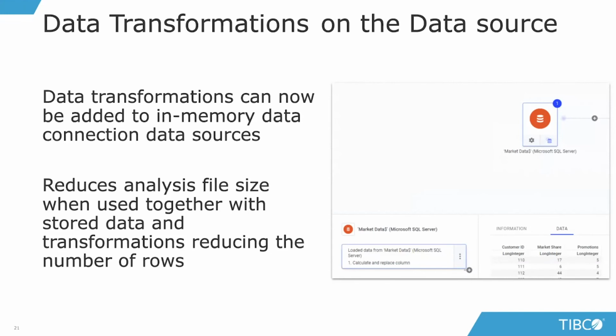A common use case for having transformations as part of the data source is to reduce the size of analysis files in the library. So when you use the ability to store transformations in the source together with transformations that reduce the number of rows, the end result is a smaller DXP and reduced size in the library.